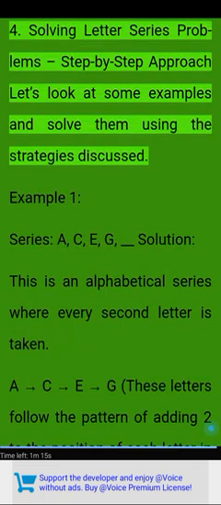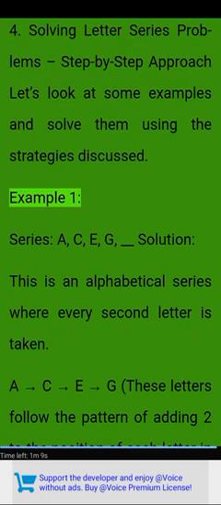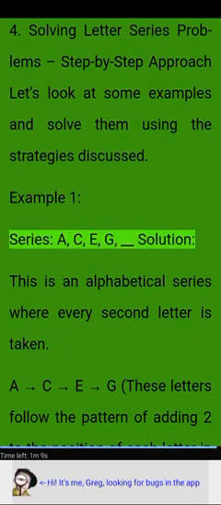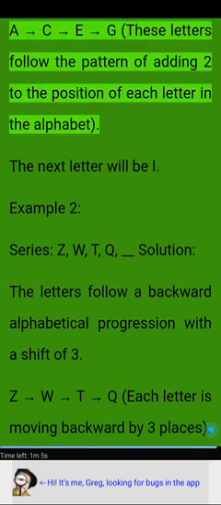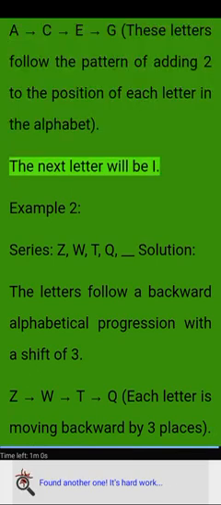4. Solving letter series problems. Step-by-step approach. Let's look at some examples and solve them using the strategies discussed. Example 1. Series A, C, E, G, blank, blank. Solution: This is an alphabetical series where every second letter is taken. A → C → E → G. These letters follow the pattern of adding 2 to the position of each letter in the alphabet. The next letter will be I.